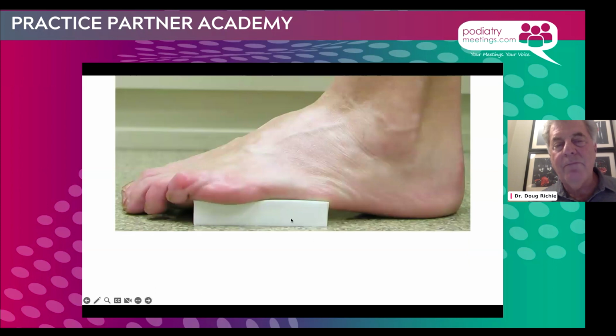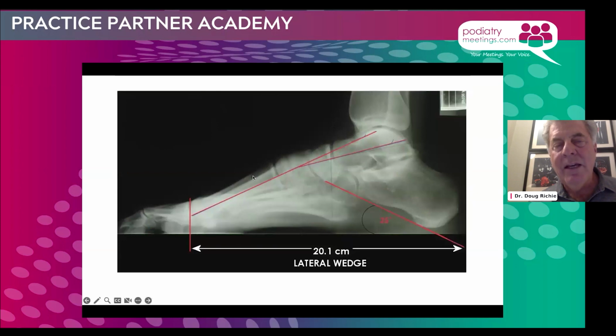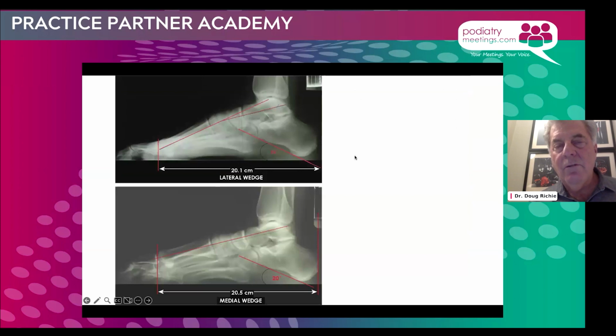I then put the same wedge laterally under the same foot and took an x-ray. In this case, the first ray plantarflexed and the calcaneal inclination angle increased. In comparison, with a lateral wedge, we have a calcaneal inclination angle of 25 degrees. With the medial wedge, it's lower, it's 20 degrees. But the length of the arch actually decreased by almost half a centimeter, comparing lateral to medial. And length of the arch would translate into tensile loading of the plantar fascia.